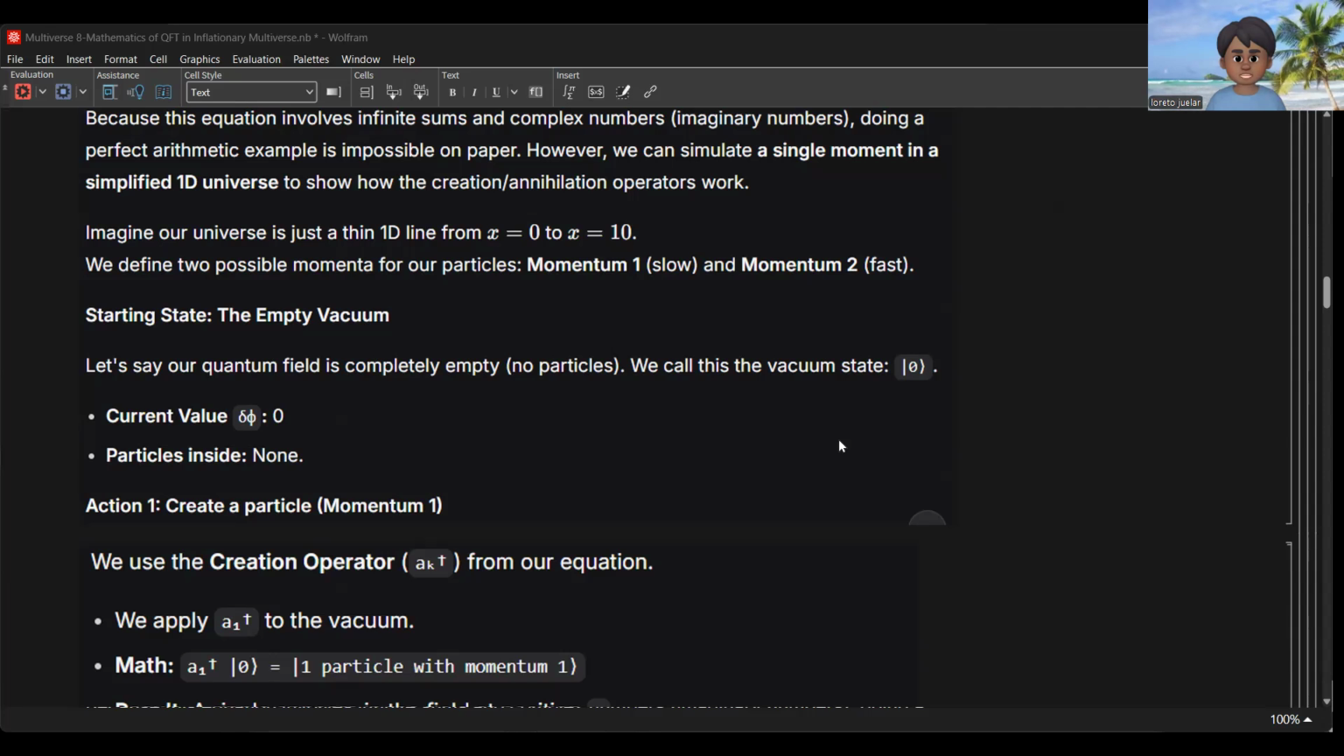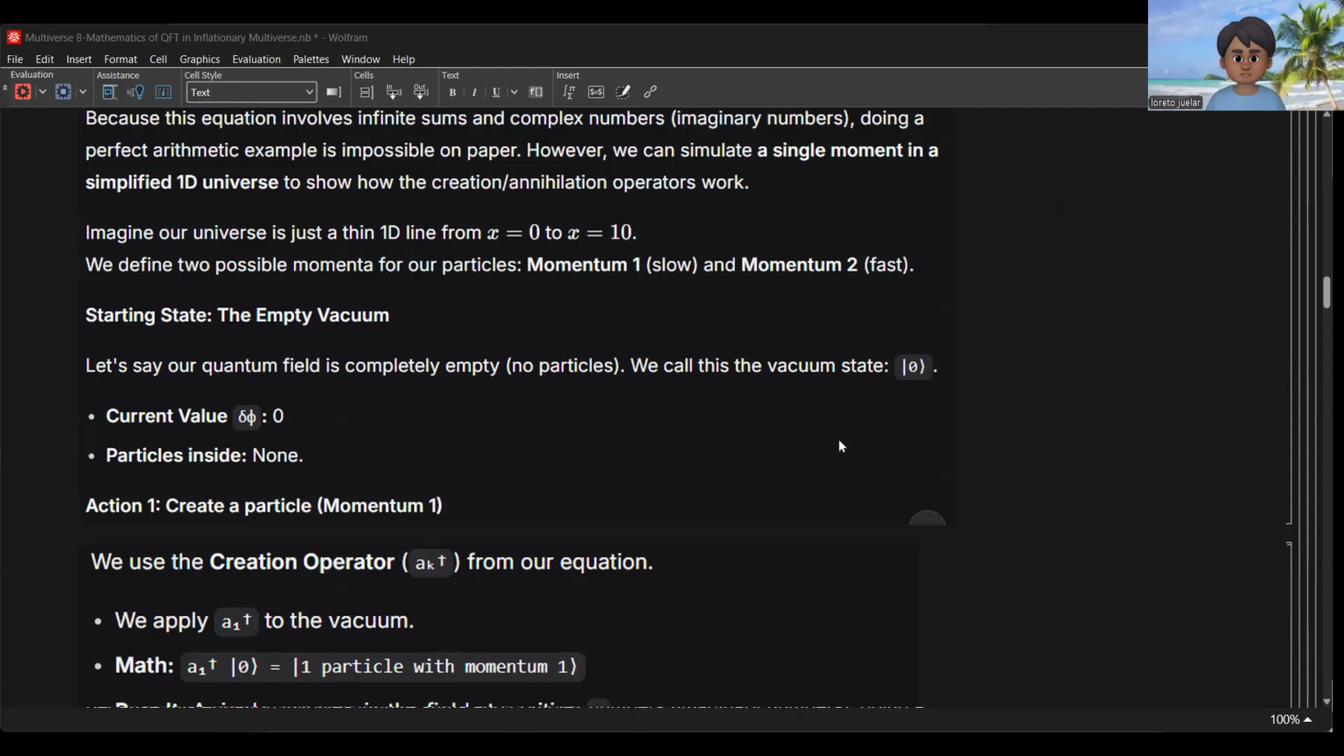Then we have step three. The field value becomes non-zero because one quantum has been added. So use the annihilation operator here, a sub 1, to remove it again. a1 applied to |1⟩ is equal to |0⟩. Now the field returns to the vacuum.